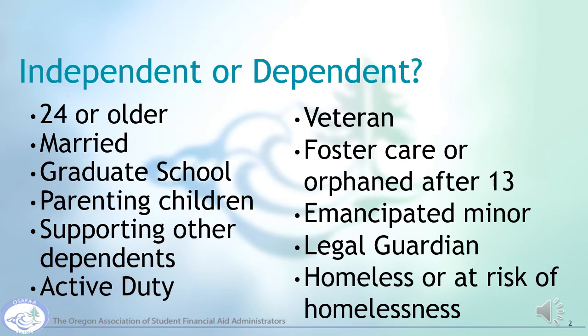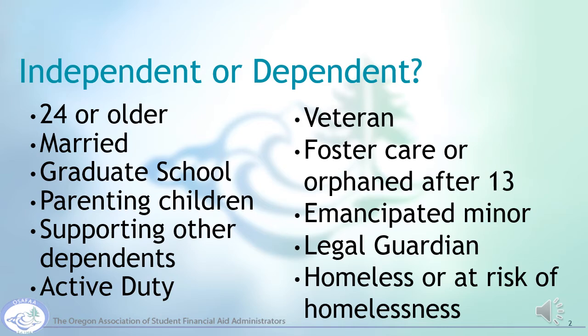Was the student in foster care or orphaned at any time after their 13th birthday, even if they've been reunited with their family or adopted into a new family? Is the student an emancipated minor? Does the student have a legal guardian other than a parent or a step-parent? Is the student self-supporting and homeless or at risk of being homeless?